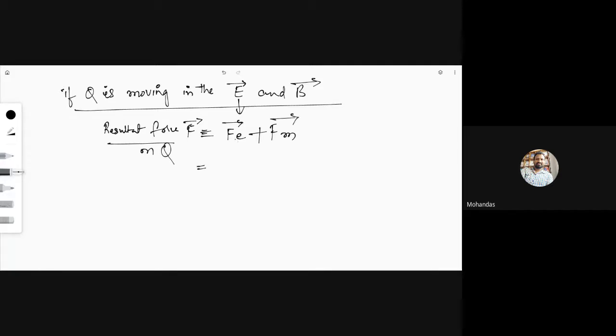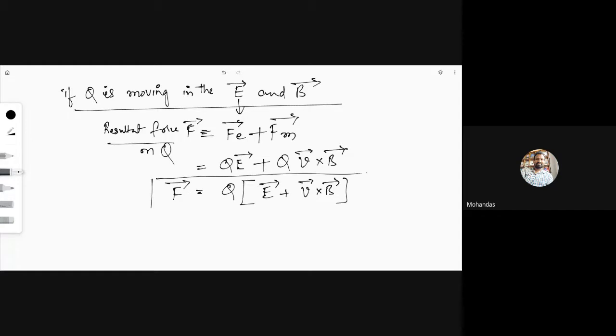And what is the Fe here from equation 1? Q into E plus, what is the force due to magnetic field? Q into V cross B. So if we take Q as common, then E plus V cross B. That is F. What is this equation known as? Lorentz force equation.